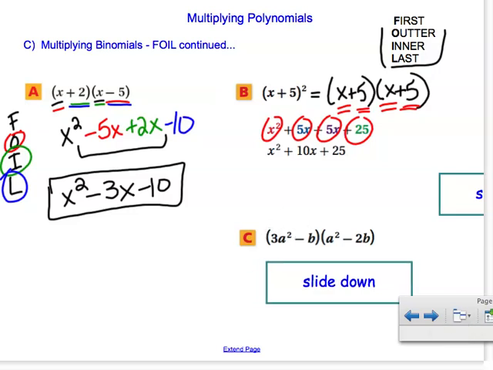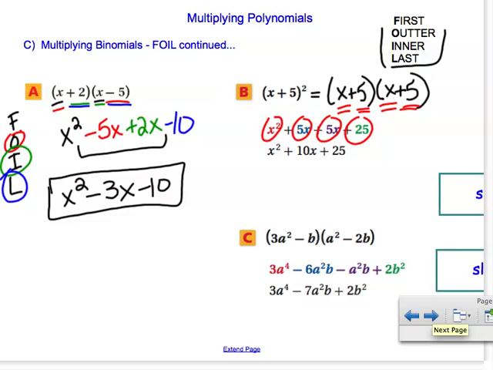All right, hopefully you're back. I'm just going to reveal this. Hopefully you have this answer here: 3x to the fourth, minus 7, I'm sorry, not x, 3a to the fourth, my apologies, minus 7a squared b plus 2b squared. Try it again now that you see the process laid out in front of you.